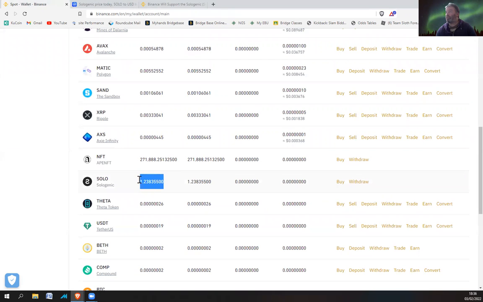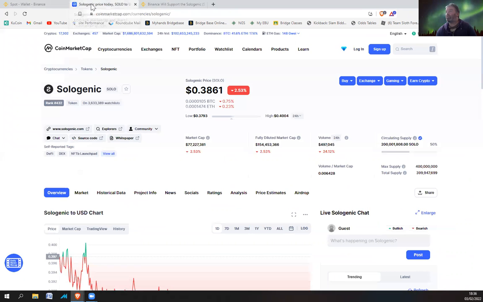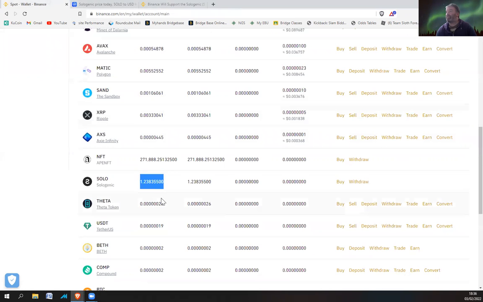I got a massive 1.238 solo. Okay, and if you check to see how much it's worth, 1.23 is about half a dollar. Okay, half a dollar. So it's not made me a millionaire. I didn't expect it to be, honestly with you.